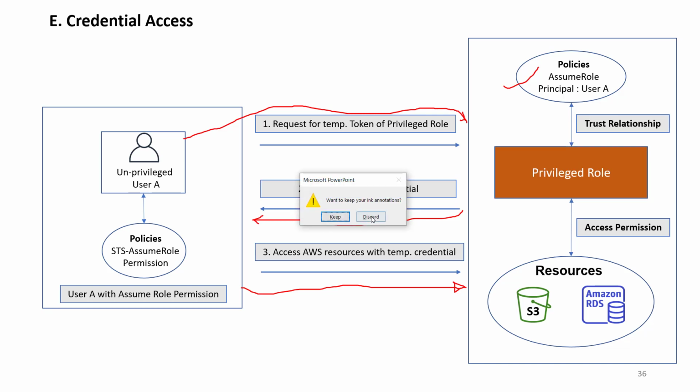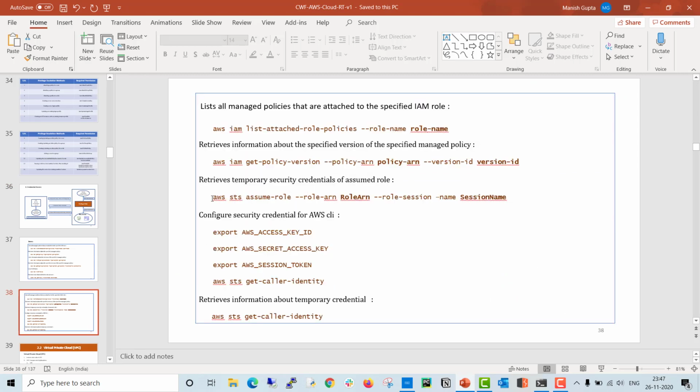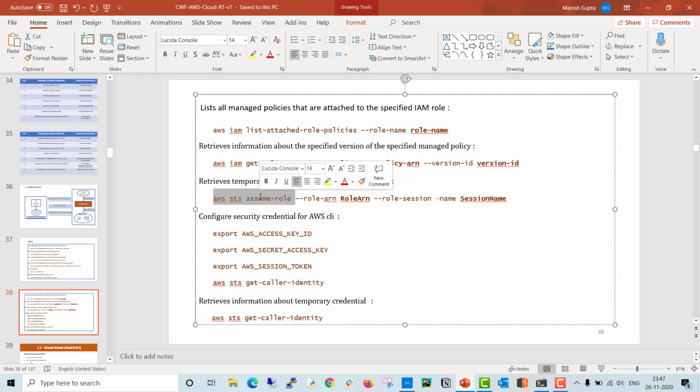So let's check how this user can do this. This is the command which is used to retrieve temporary credentials of assumed roles.